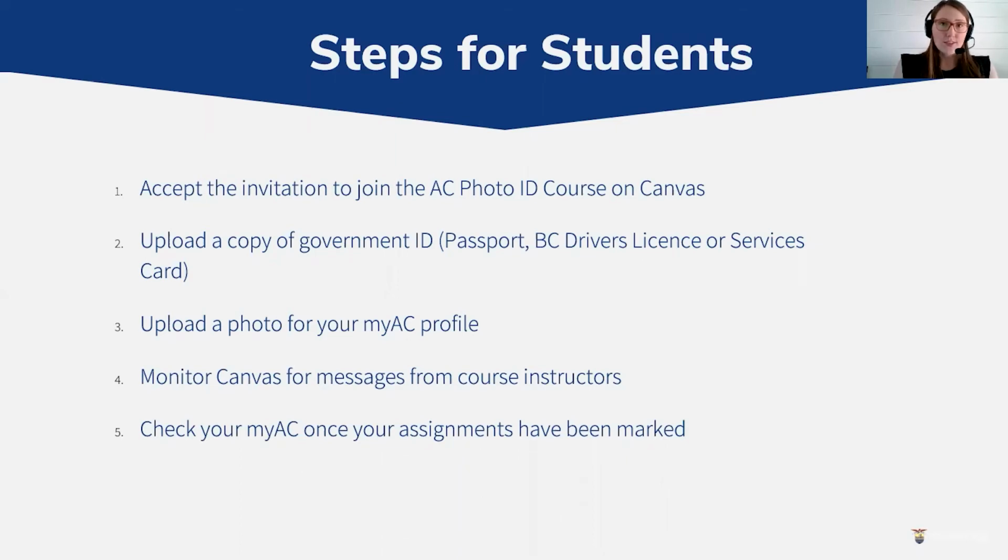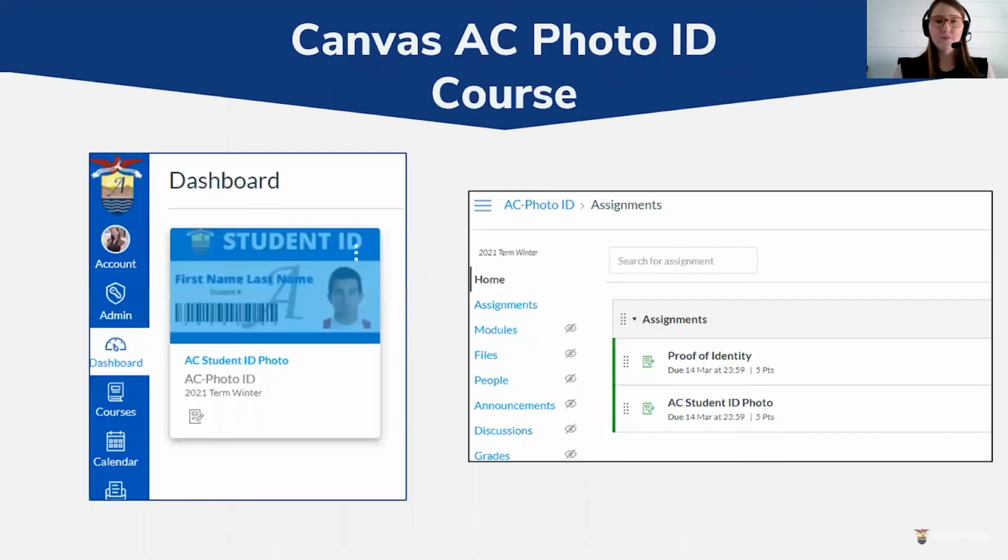Once you've submitted both those things, the library staff will be reviewing it and we will mark them as complete or incomplete. So you can watch in Canvas in the course to see, yes, it's been marked complete. If so, then you can just wait for the photo to arrive in your myAC profile. If it's marked incomplete or if we have a comment or a question for you, please monitor the Canvas course in your messages. We might ask you for a new photo or a new scan of your ID if it's too blurry. Maybe there's a glare on your glasses and we can't verify. So please watch in case we do have further instructions for you.